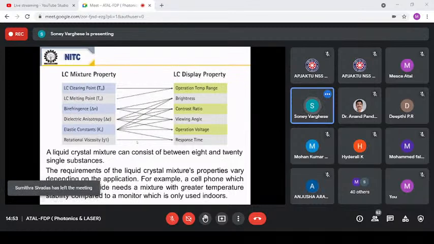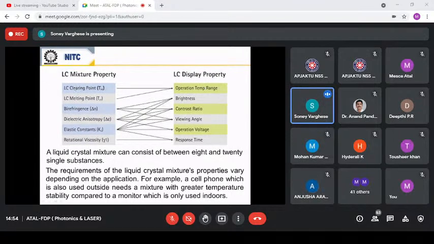And if you look at the material side, especially the liquid crystal material for display applications, how is the liquid crystal property connected to the display property, right? So that's what you can see here. For example, the liquid crystal clearing point, we call it the nematic to isotropic transition temperature, depends on the operating temperature range. This is very important, because only then can we define what temperature range your display device is going to operate in, right?